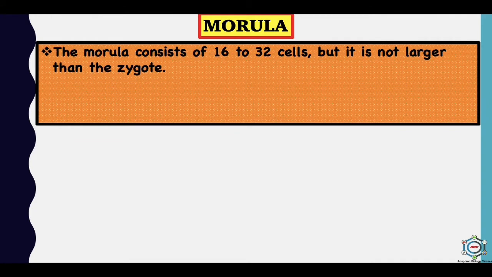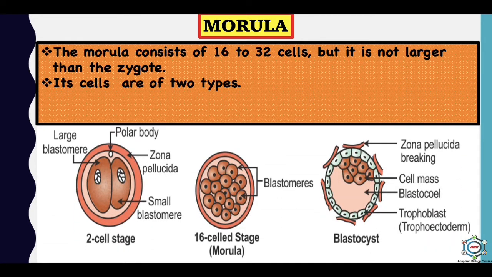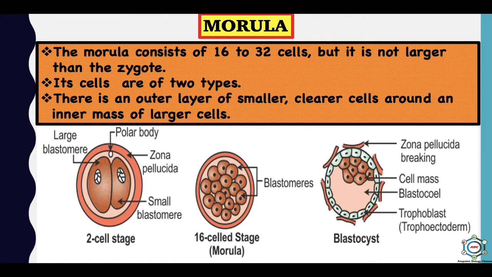Now, the morula in cleavage. The morula consists of 16 to 32 cells, but it is not larger than the zygote. Its cells are of two types: an outer layer of smaller, clearer cells around an inner mass of larger cells. In this picture, you can see the two-celled stage converted into the 16-celled stage, that is the morula, which reaches the uterus about 4 to 6 days after fertilization. It is still surrounded by the zona pellucida, which prevents it from sticking to the uterine wall.